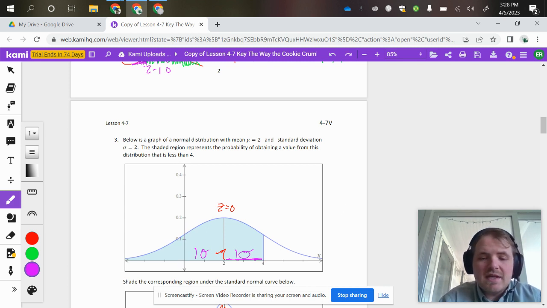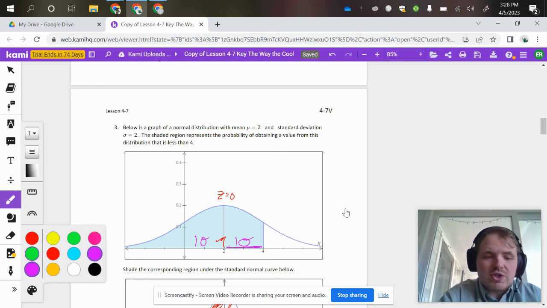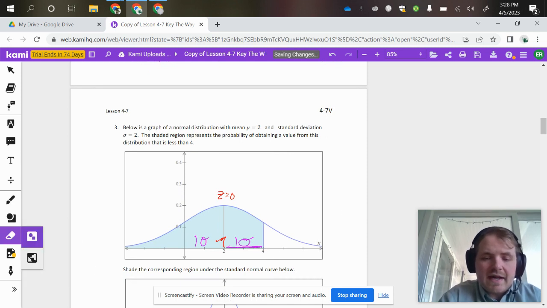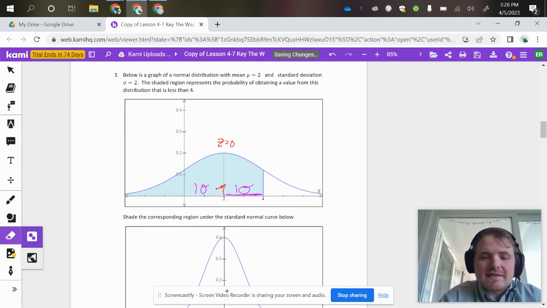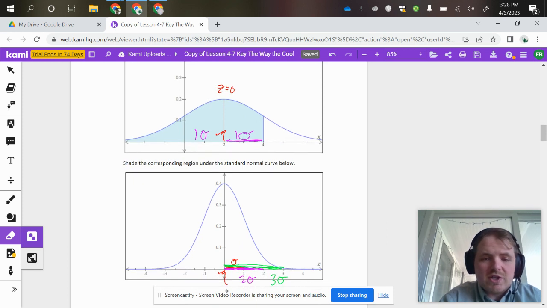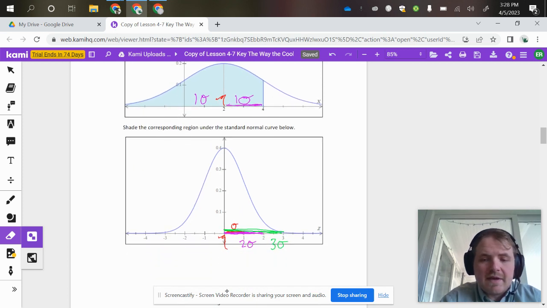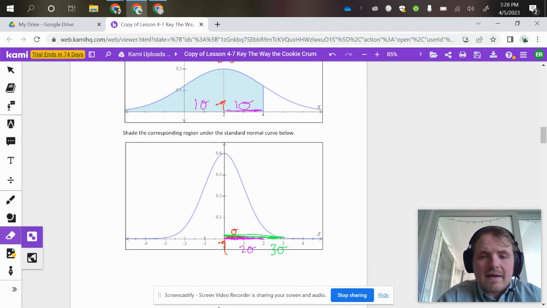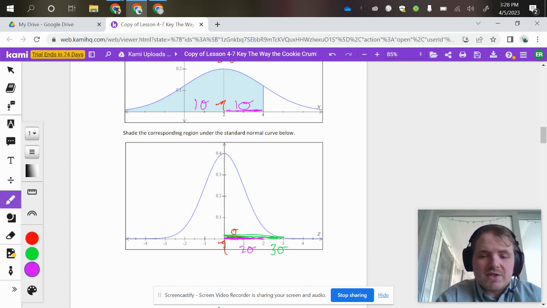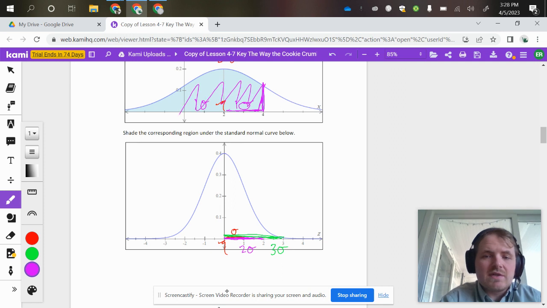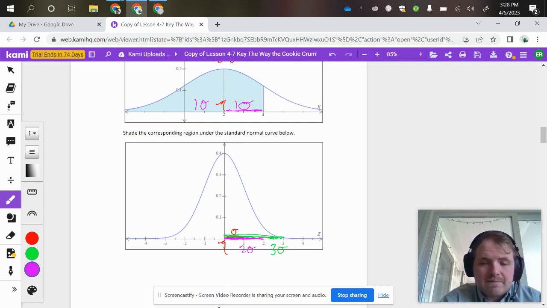So it asks me in the next question to shade the area that it represents. And so similar situation here, if we went one standard deviation to the right and we shaded everything to the left. Okay, so I kind of want to do something similar there.